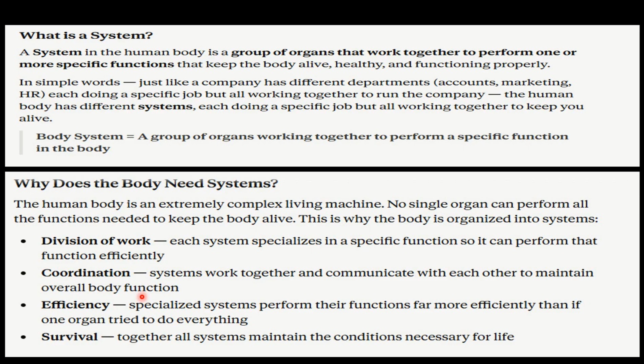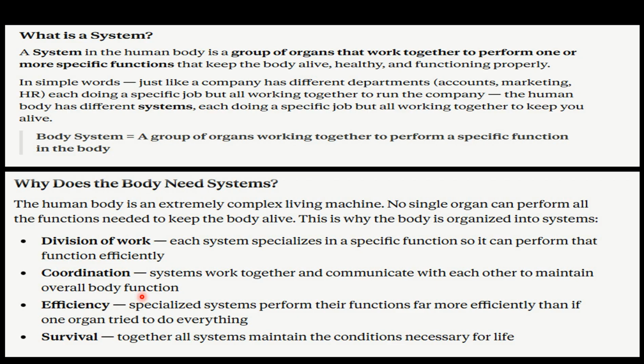Alright, so let's get started and see what is body systems. We'll start from the definition itself. Let's say if someone asks you in the interview what is a system, how will you respond to that? You can simply say that a system in a human body is a group of organs that work together to perform one or more specific functions that keep the body alive, healthy and functioning properly.